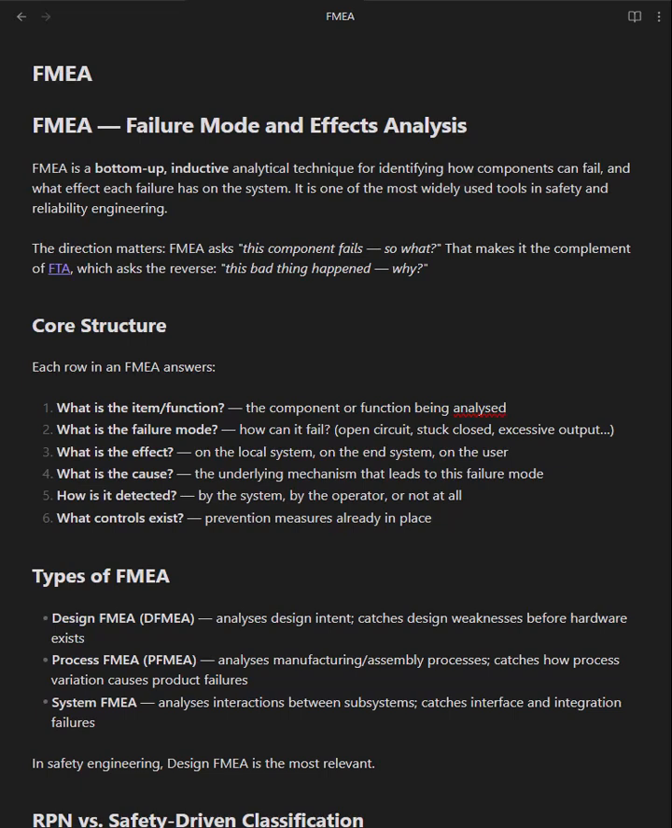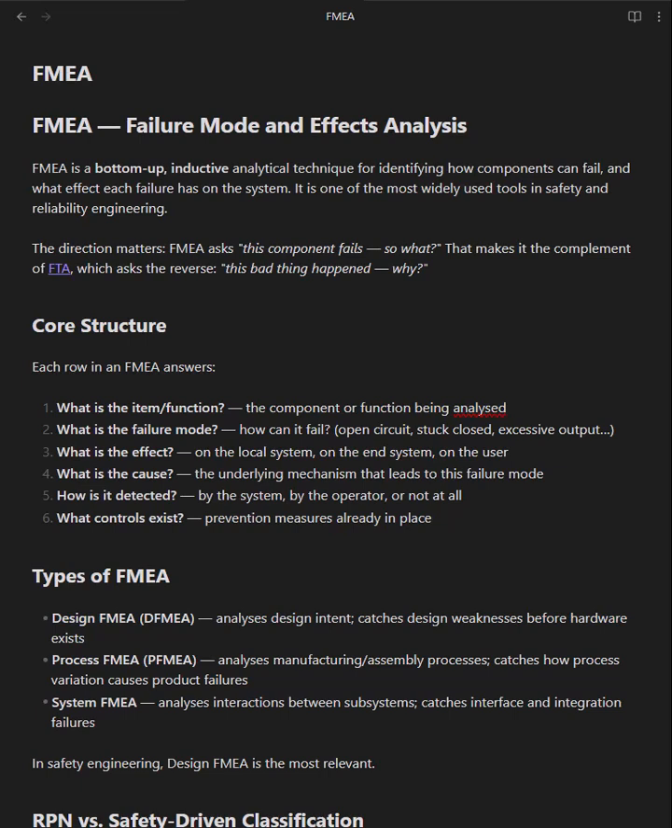And it is one of the most widely used tools in safety and reliability engineering, of course. Regarding the FMEA itself, it asks: this component fails, so what? What are the consequences? It's actually a complementary analysis to the FTA, the fault tree analysis, which asks the reverse question. It starts from an undesirable event and asks, this bad thing happened, so why? And we look into the combination of different events that led to that undesirable event.